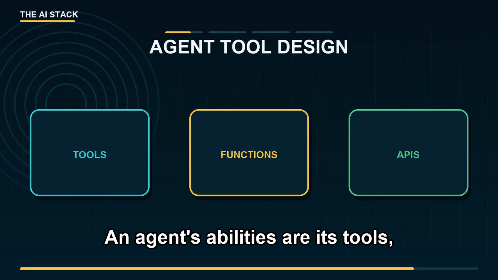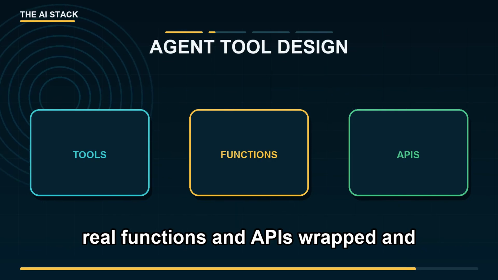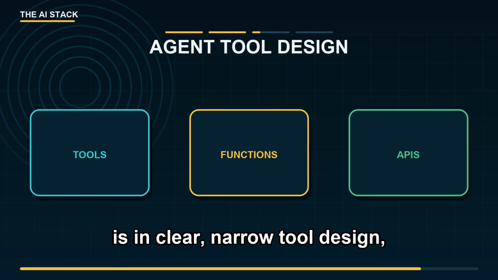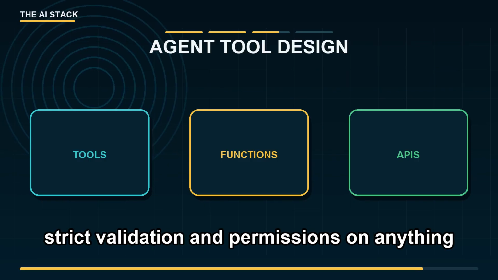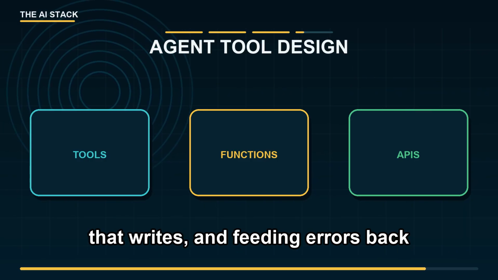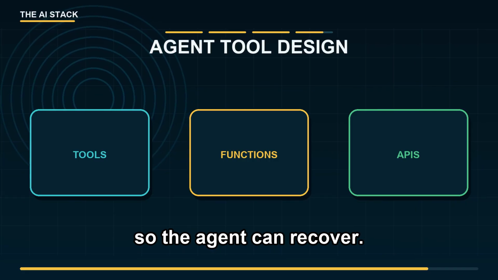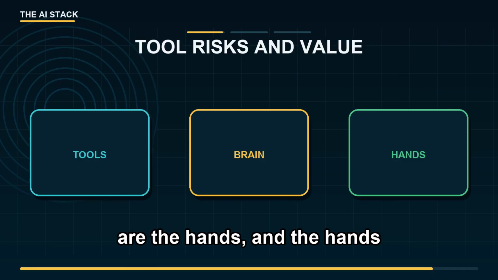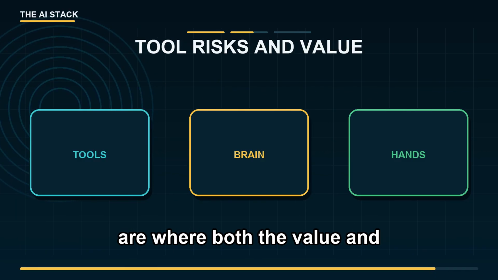An agent's abilities are its tools, real functions and APIs wrapped and described so the model can choose and call them, and the craft is in clear, narrow tool design, strict validation and permissions on anything that writes, and feeding errors back so the agent can recover. Reasoning is the brain, but tools are the hands, and the hands are where both the value and the risk live.